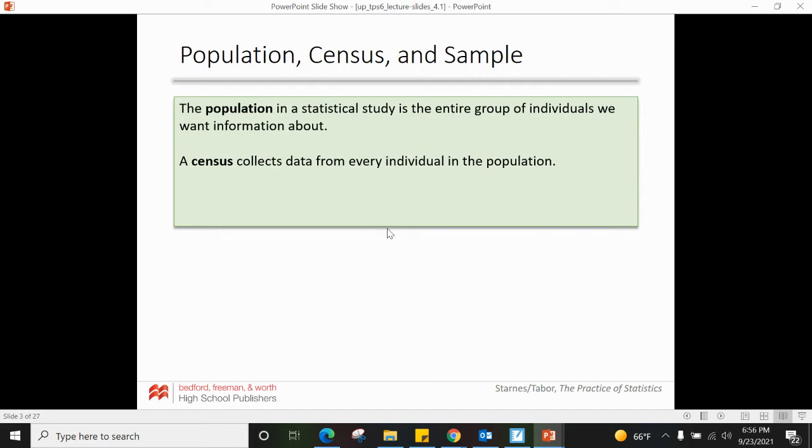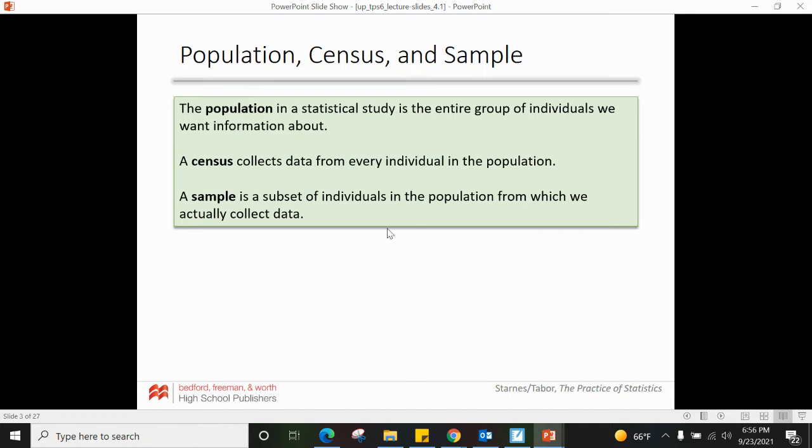A sample, on the other hand, is a subset of individuals in the population from which we actually collect data. So we'll give a lot of examples. An easy example to think about is if we were talking about did kids prefer the open campus lunch at school? If we surveyed every individual student at Naperville North, that would be a census because we're talking about the students at Naperville North liking the open campus.